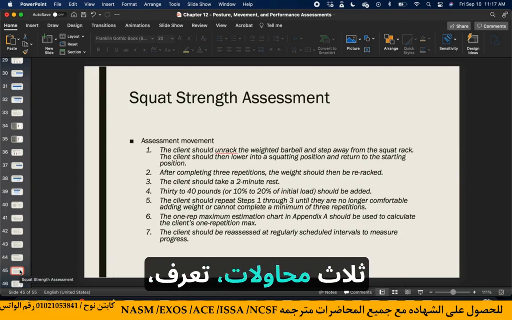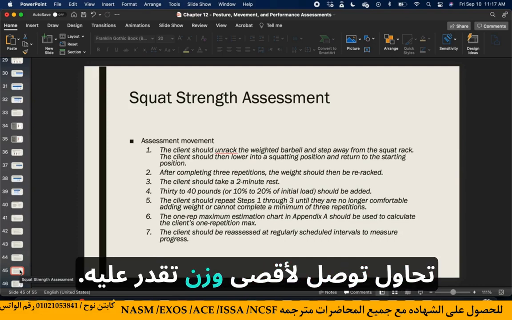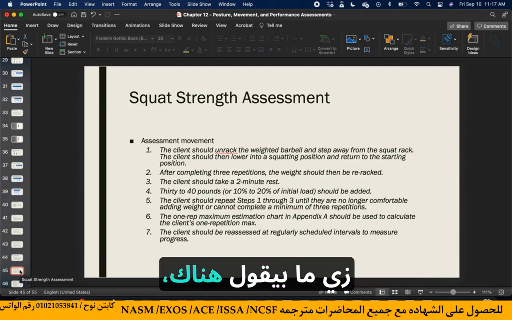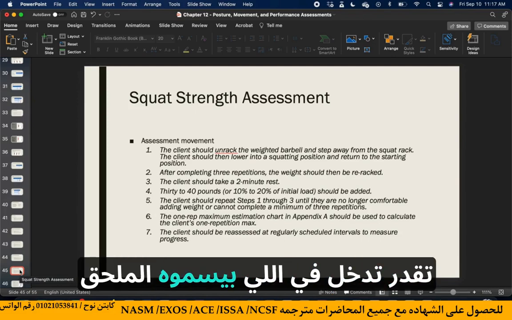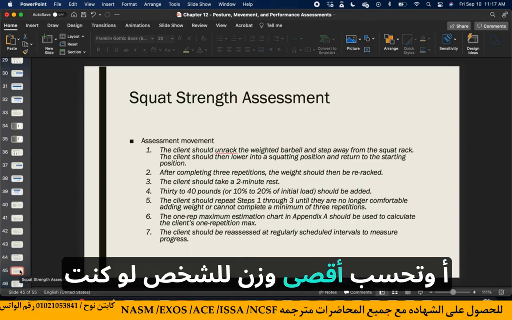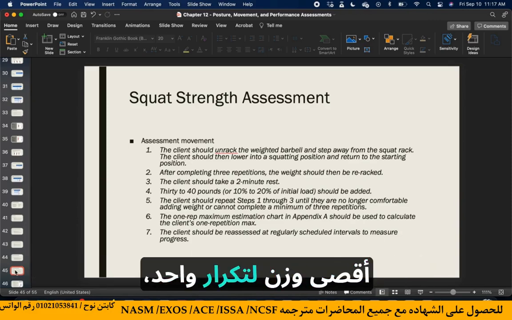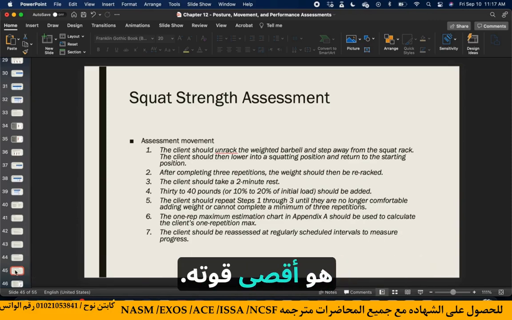3 attempts, to try to get the maximum amount of weight you can, all right? And then from there, like it says there, you can go into what they call the Appendix A, and calculate that person's 1 rep max if you were to do a 3 rep assessment. But if you have a person trying to achieve a 1 rep max, whatever they get is their max strength.